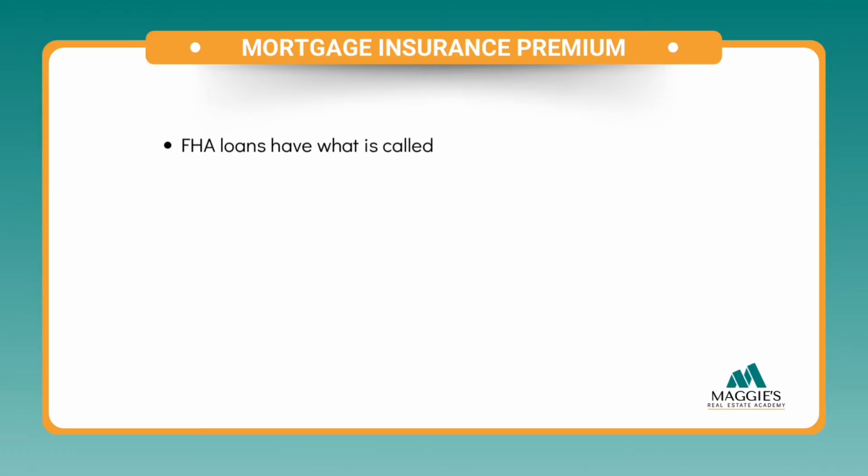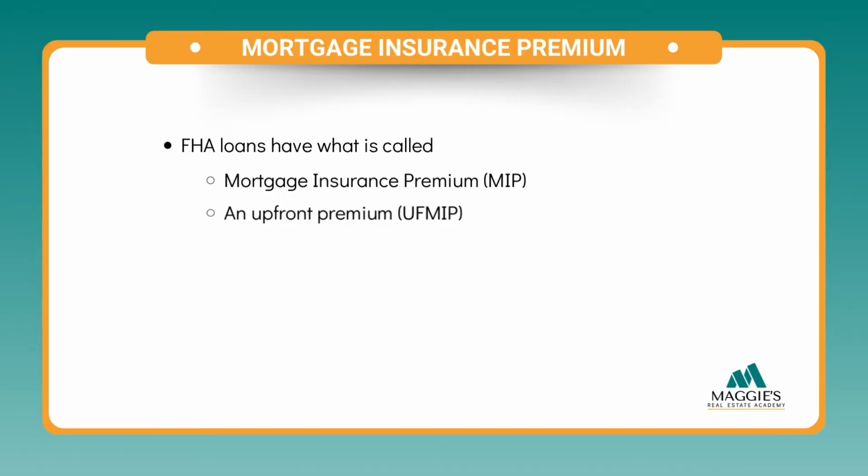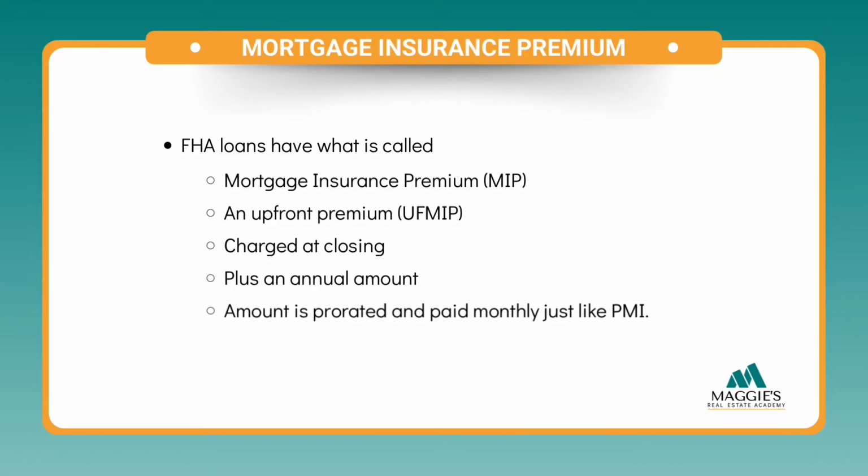While conventional loans have PMI, FHA loans have what is called Mortgage Insurance Premium, or MIP. It's an upfront premium and is charged at closing plus an annual amount that is prorated and paid monthly, just like PMI. Understanding when and how to get rid of PMI can save you money over time.